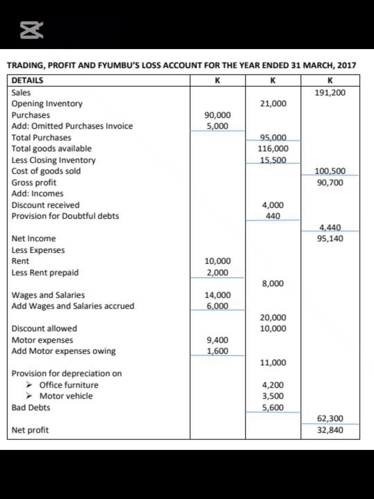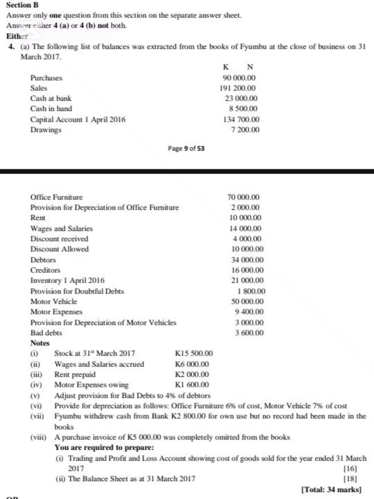Then in the list of balances, we have a transaction which we did not talk about when we were doing the workings. I forgot that, but it is very important. So we'll do it in the table. A purchase invoice of 5,000 was completely omitted from the books.